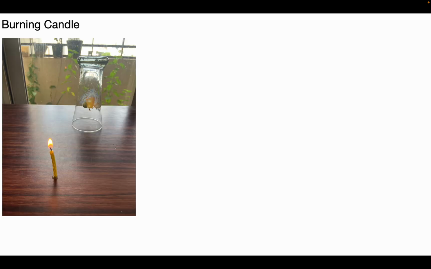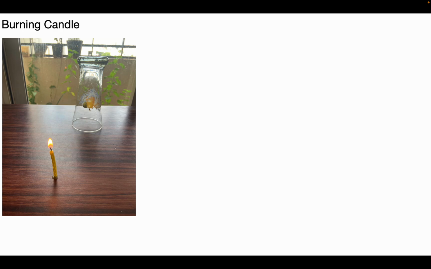Now, apart from breathing, there's something called the process of burning. What it says is, it clearly defines that oxygen present in air is required for anything to burn.